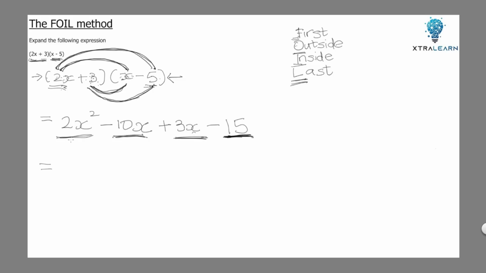So let's clean this up. The first term, the 2x squared, stays the same. The last term, the 15, stays the same as well. But the two middle terms, minus 10 plus 3, or 3 minus 10, gives us negative 7x. And there's our answer: 2x squared minus 7x minus 15. That's how we use the FOIL method to multiply two binomials.